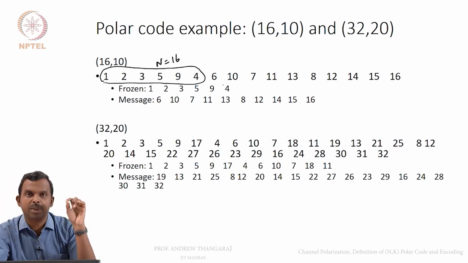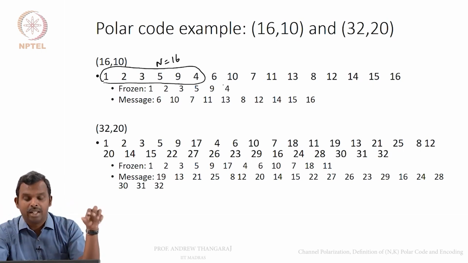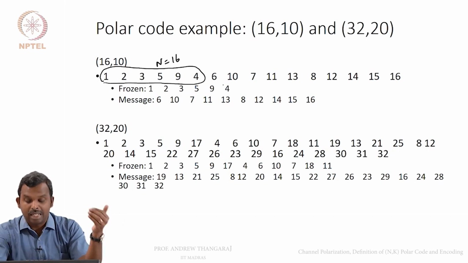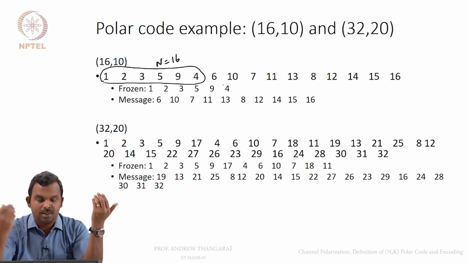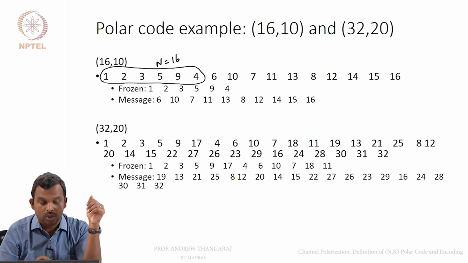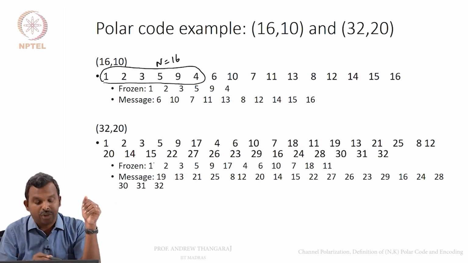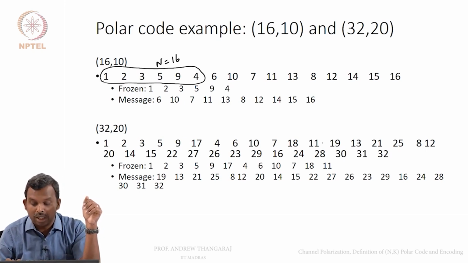Each bit of the code word will be some XOR of some M1, M2, M3 like that. If you want, you can write out a generator matrix for that, and you have the definition for a 16,10 polar code. The same thing happens for 32. There is nothing different about it. N equals 32, and 20 is the K. So, you have to freeze the first 12 positions. You go all the way up to 11.